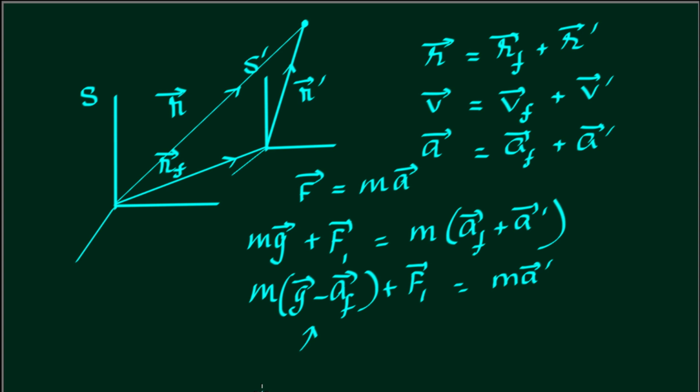So all we have to do, if you are in an accelerated frame, is change the existing gravitational field by adding an extra acceleration due to gravity, minus A_F, as though somebody had turned on an extra gravitational field. For example, if the elevator is accelerating downwards, you add an extra gravitational field upwards to the existing gravitational field. If the elevator is accelerating upwards with an acceleration A_F, to the existing gravitational field you add an extra gravitational field pointing downwards of A_F.